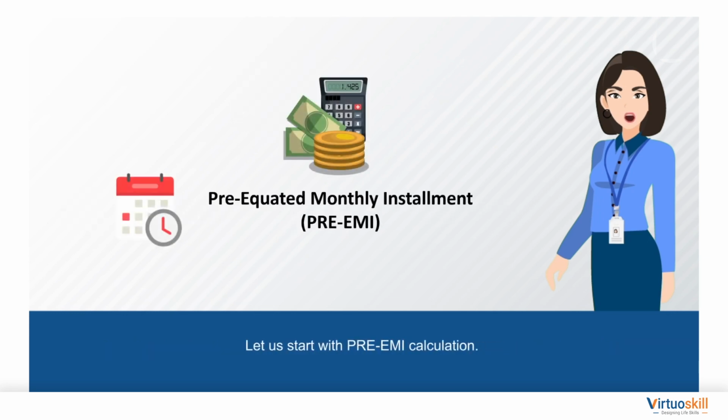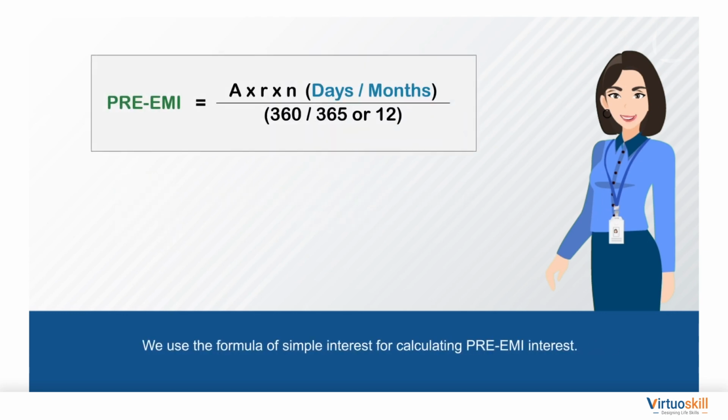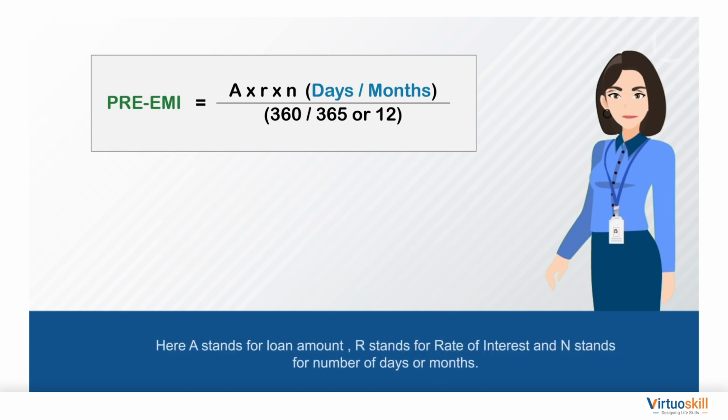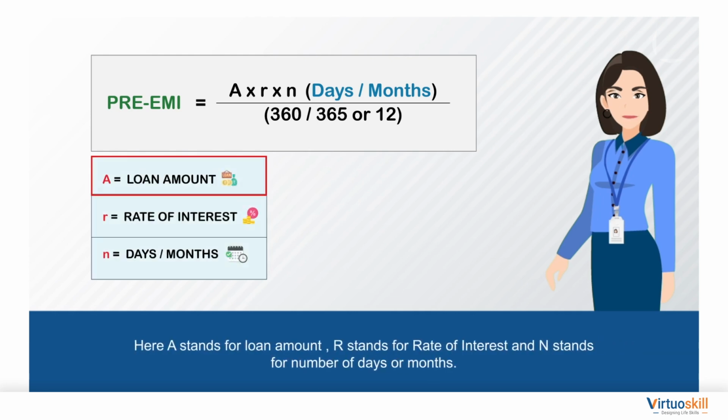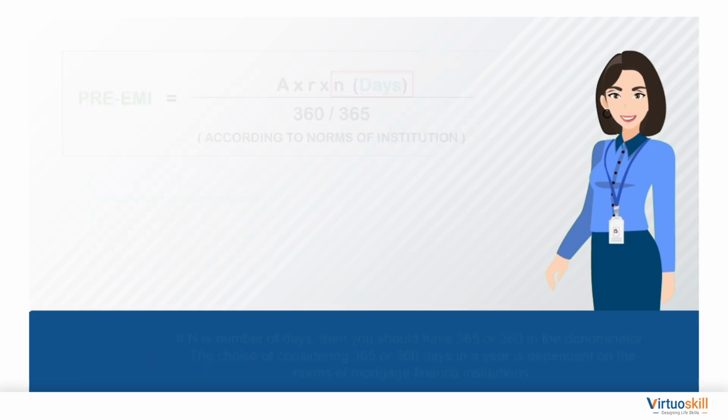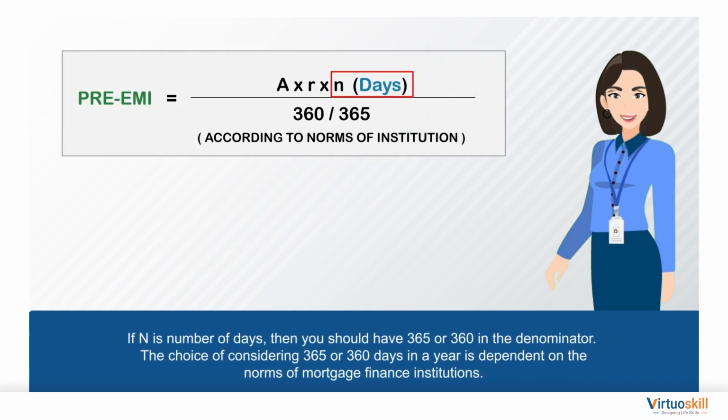Let us start with pre-EMI calculation. We use the formula of simple interest for calculating pre-EMI interest. Here, A stands for loan amount, R stands for rate of interest, and N stands for number of days or months. If N is number of days, then you should have 365 or 360 in the denominator.